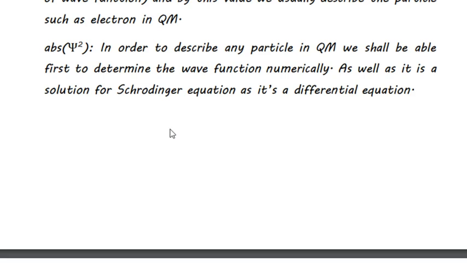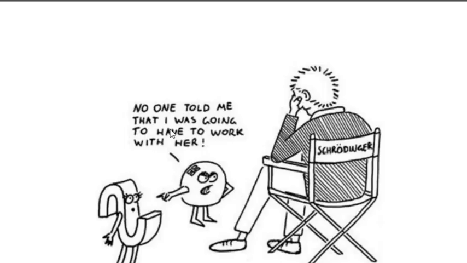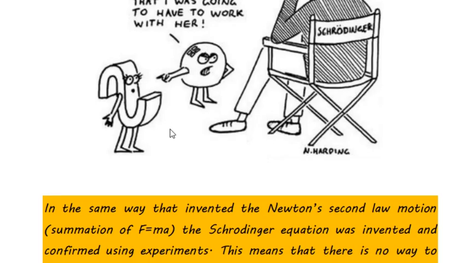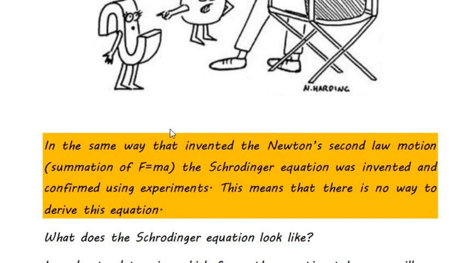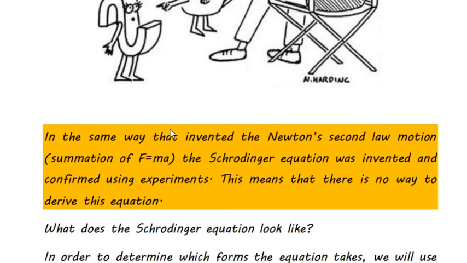In order to describe any particle in quantum mechanics, we shall first be able to determine the wave function numerically, as it is a solution of the Schrodinger equation, which is a differential equation in its nature. As we have mentioned, the Schrodinger equation deals with the wave nature of the particle, not the particle nature. The particle is described in terms of waves.